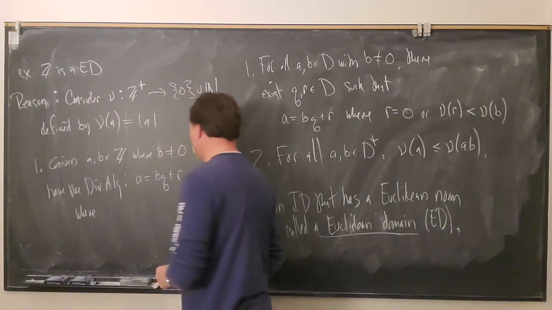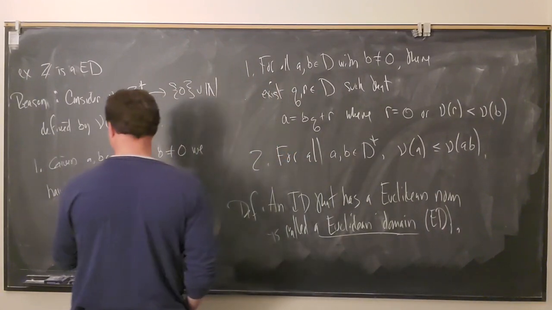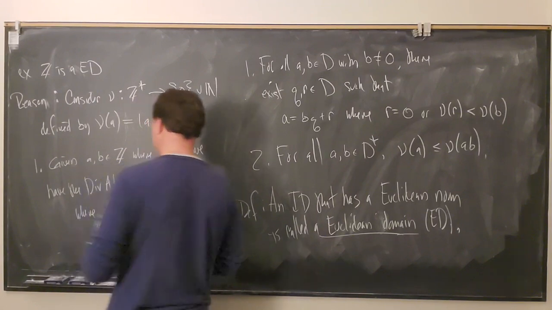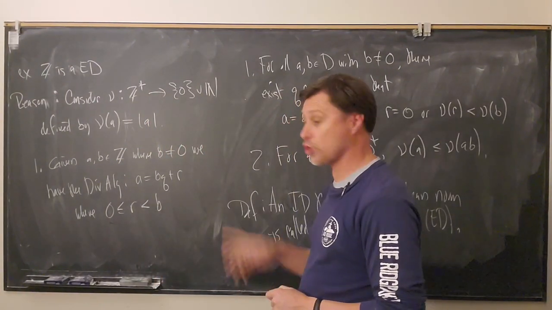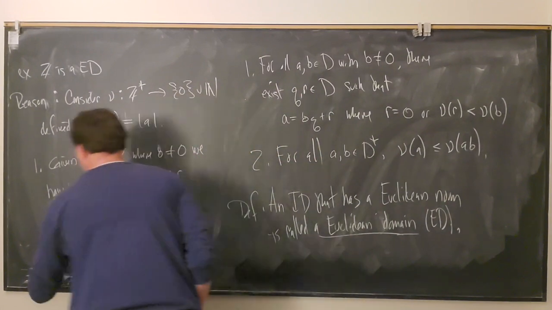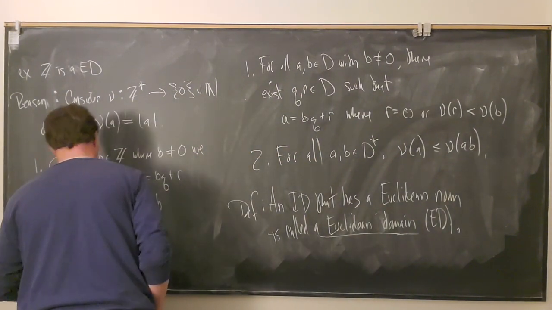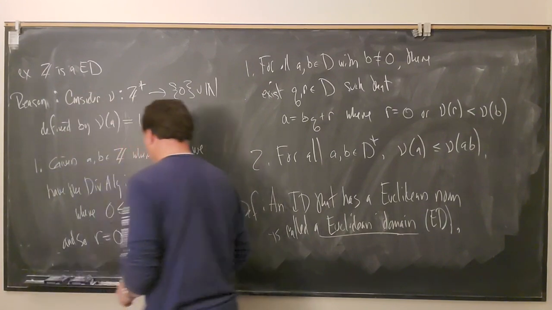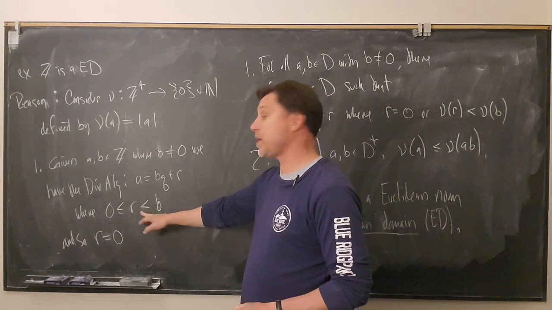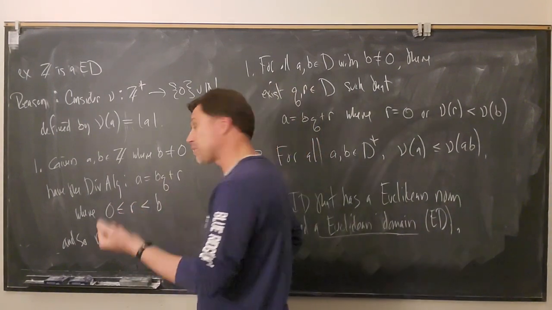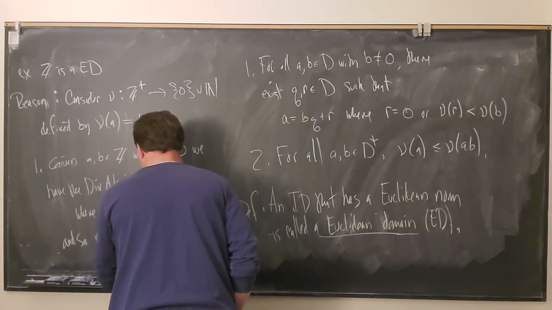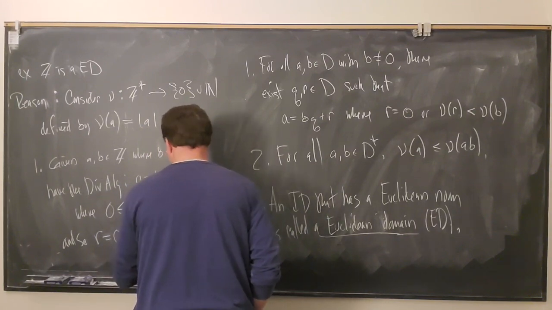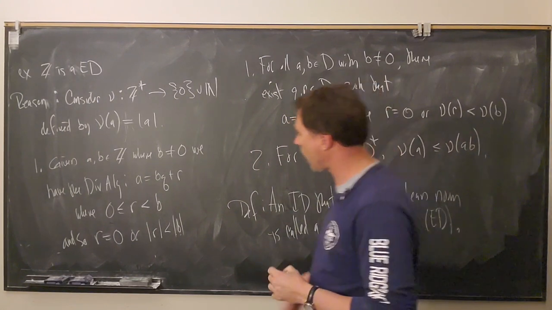well, okay, what do we know about R? Well, we know that R is greater than or equal to 0 and strictly less than B. And so, well, R is equal to 0. Or, of course, if R is less than B but still greater than or equal to 0, then its absolute value would be less than B also. All right, so there's property 1.